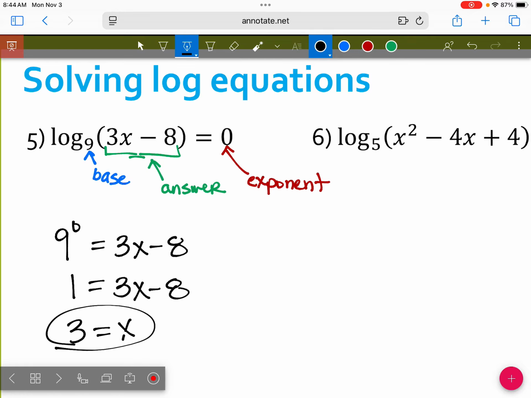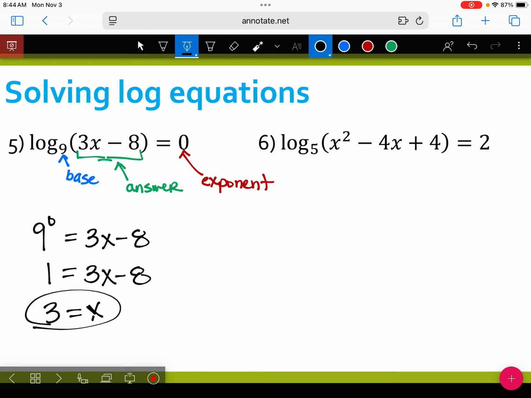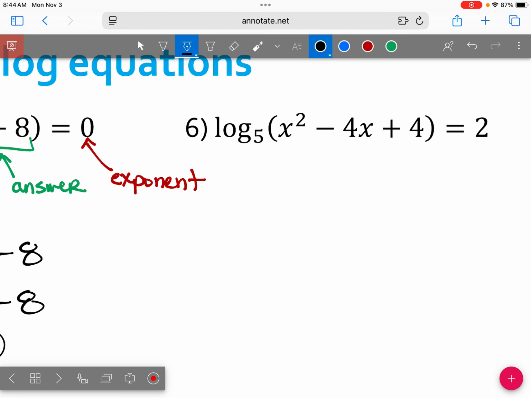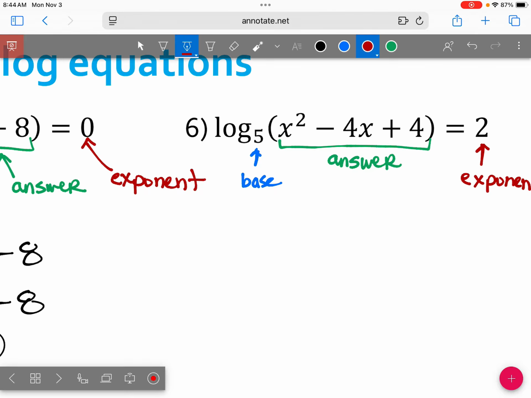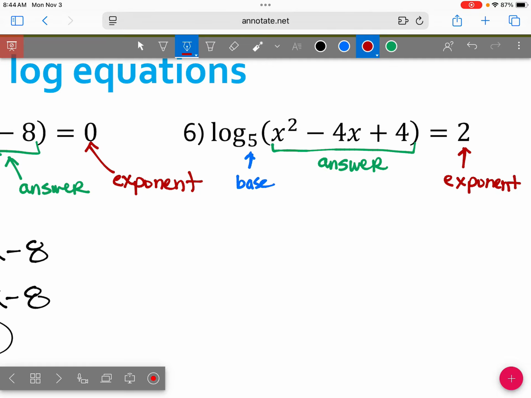All right, same thing for number 6. Even though we got x squareds in there, this is still your base. This is still your answer. And this is still your exponent. Okay, so we're going to do what? We're going to do a rewrite.